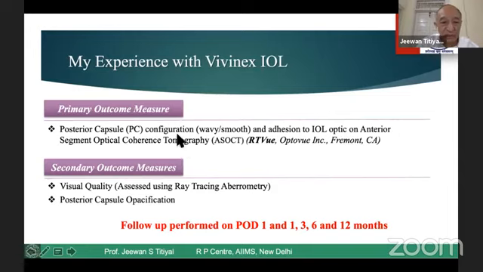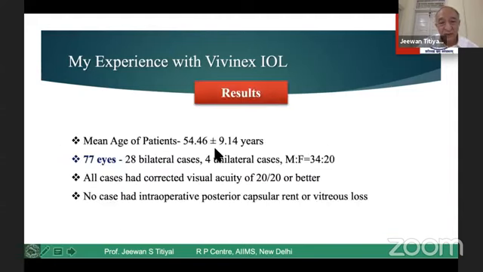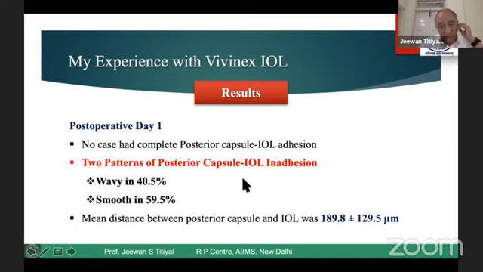Subsequently, we looked into the posterior capsular configuration in the post-op period at day 1, 3 months and 1 year, and assessed them in terms of quality of vision by EyeTrace and the posterior capsule. We also looked for any changes in the lens as such. So we had an average patient age of 54, with around 77 eyes of bilateral surgery. Now we have more than 200 cases enrolled. Visual acuity wise, they are very good. No intra-op complications. We had a clean posterior capsule on day 1 for both patients.